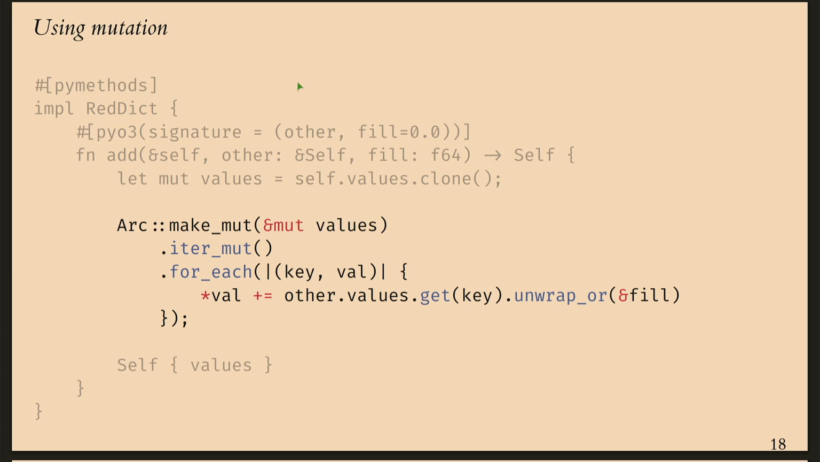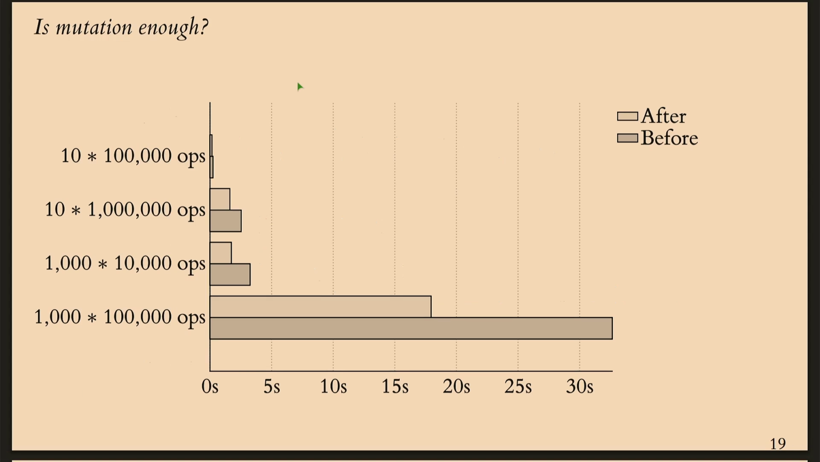We do an iter mut, and then for each, we dereference the value. That's what the star is. And we mutate it by adding on the value that we grab to it. So we're no longer pushing new keys onto the hash map or anything like that. We're just mutating what's already there, with our super efficient clone already cloned for us. Then we wrap it in this data structure and give it back. And that made us about twice as fast as we were before. So that's a big improvement.